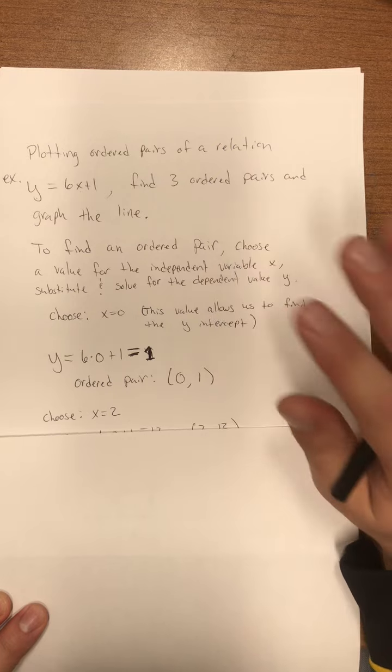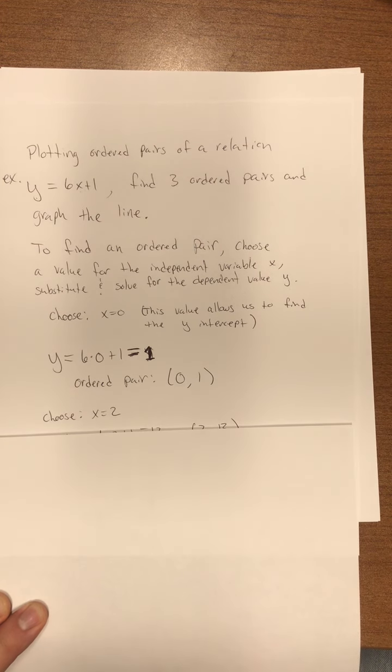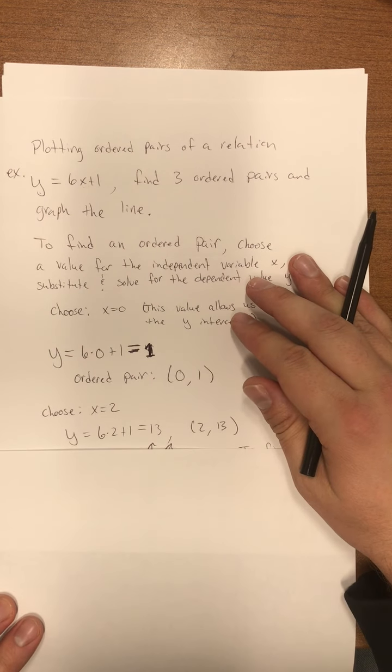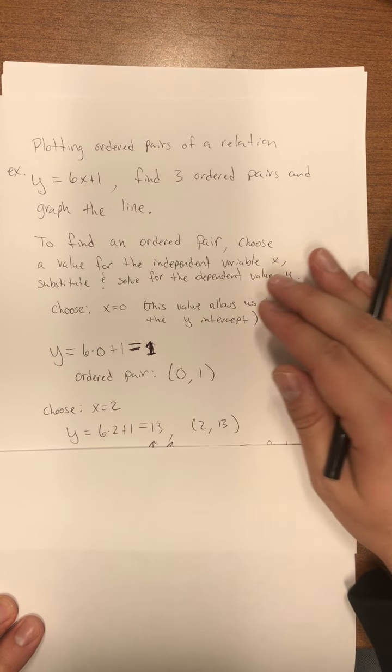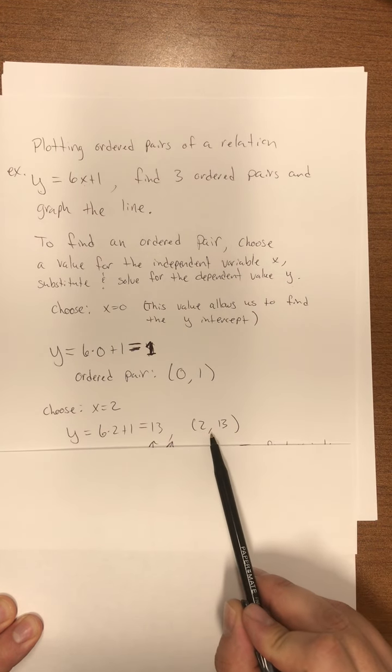So now I just chose x equals 2. Y depends on x, so if I choose 2 for x, plug that into the relation, and y equals 6 times 2 plus 1, which is 13, so the ordered pair would be (2, 13).